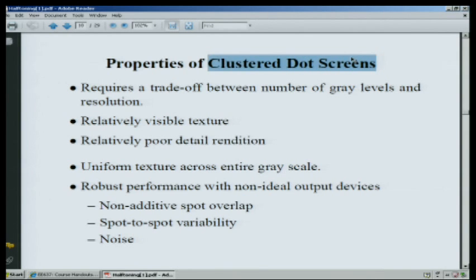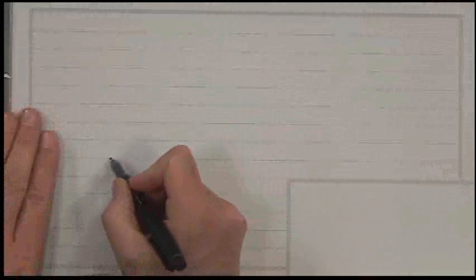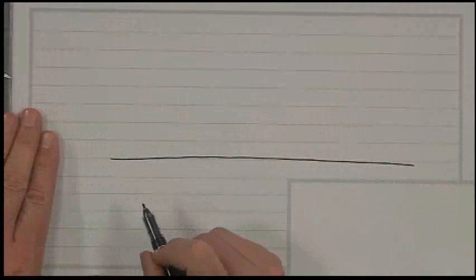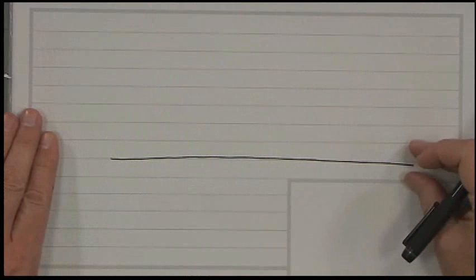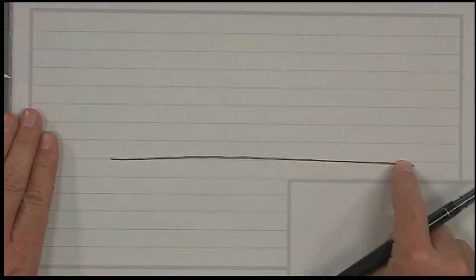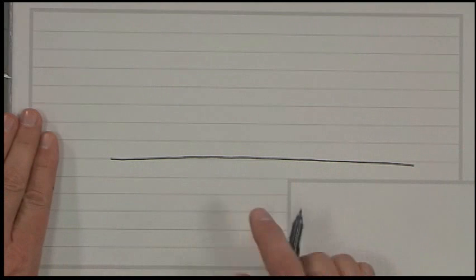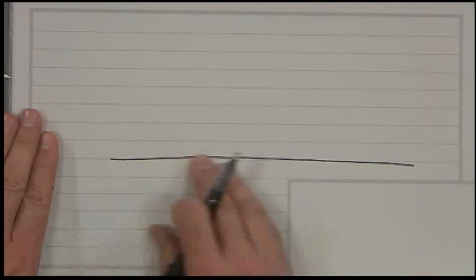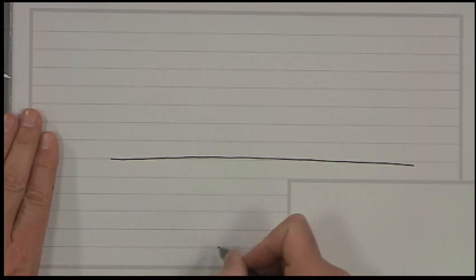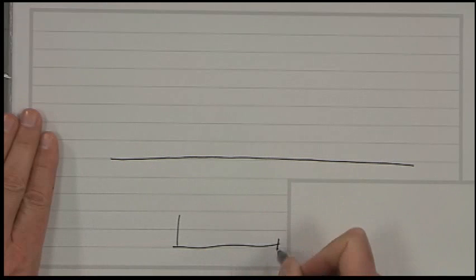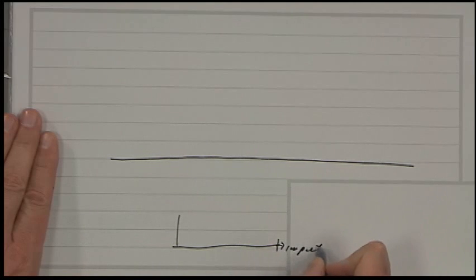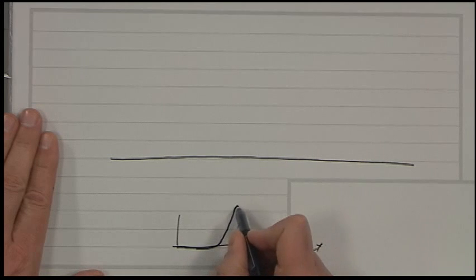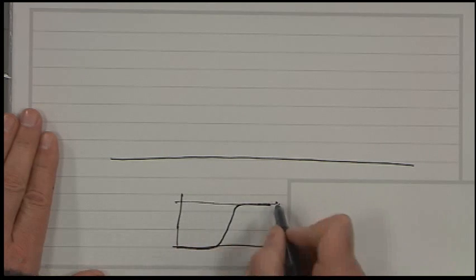Let me just draw this again. So what happens is that in the old days, before they had digital printers, what they would use is high contrast media. So this might be a piece of photographic paper that was maybe designed for printing text. So let's say this was the input brightness. It would have the property that, if it was absorption, I don't know what the scale is here, it would have a curve that looked like this.